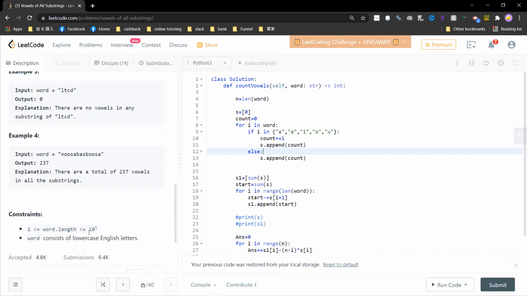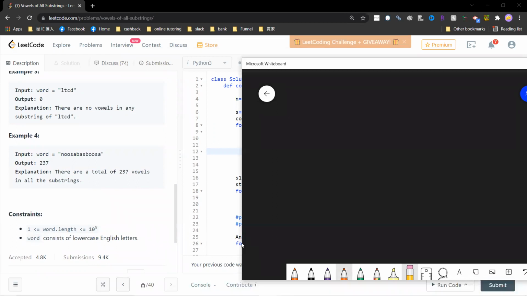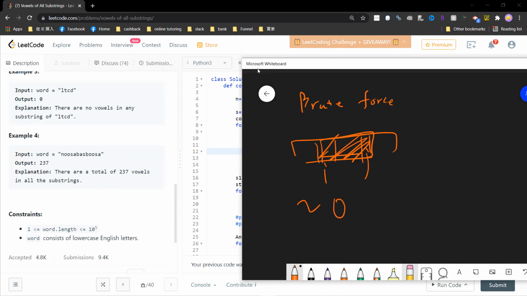The problem is that the word length is up to 10 to the 5. If you try to solve it by brute force, with i and j defining your substring, then you have O(n squared) substrings, and for each you need to count how many A, E, I, O, U. So you get O(n cubed). With 10 to the 5, there's no way you can solve this in O(n cubed).